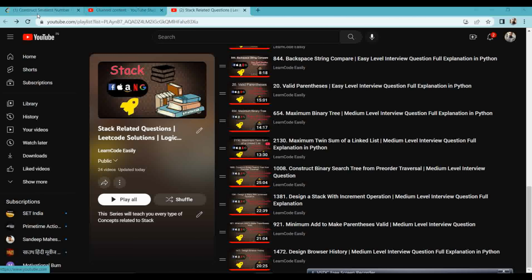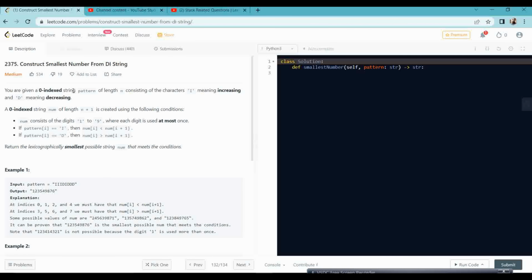So today we will continue with our stack series and we will solve the next medium level question, that is 2375. Construct Smallest Number From DI String.